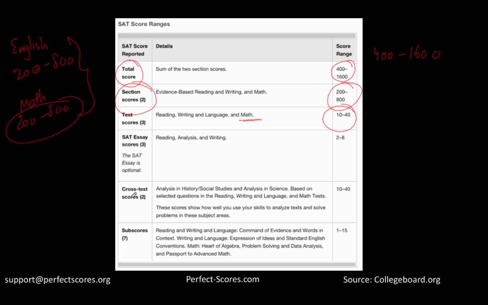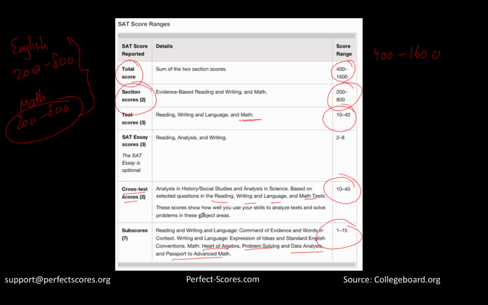And then you would be getting your cross test scores. So your cross test scores would be analysis based on selected questions in reading, writing and language, and math tests. These scores will tell you how well you use your skills to analyze texts and solve problems in these subject areas. So that would be from 10 to 40. And then you'll get some sub scores. Sub scores are going to be your score in Heart of Algebra, in Problem Solving and Data Analysis, and Passport to Advanced Math. So you would be getting a sub score in that.